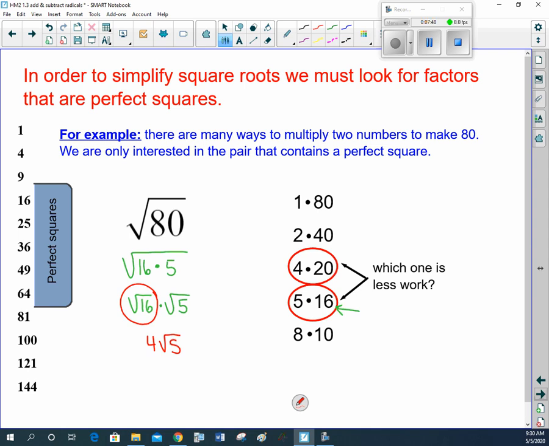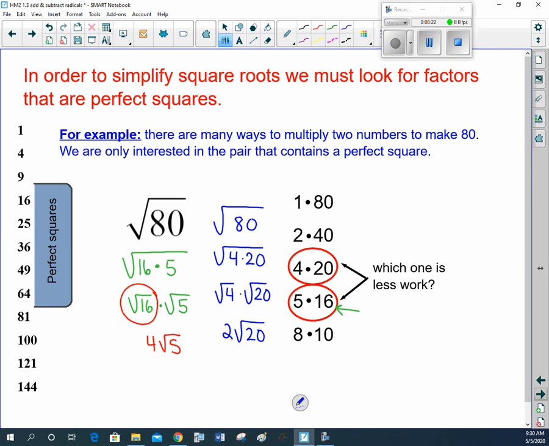Okay, what happens if you pick the other one? What if you did the 4 times 20? Okay, so let's work through that. It says which one is less work? Well, let's see. If I did 80 and I wanted to do the 4 times 20, then that's going to be the square root of 4 times the square root of 20. Well, I know the square root of 4 is 2, and square root of 20. You should get the same answer. So it shouldn't matter what factor pair you use. You should get the same answer in the end.